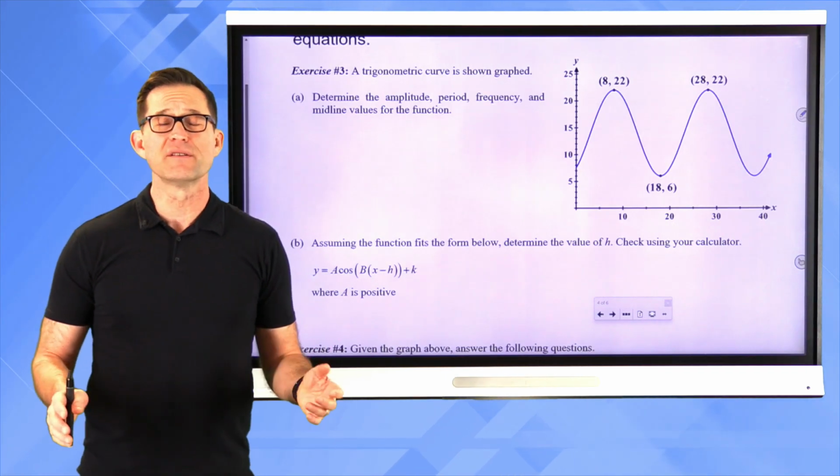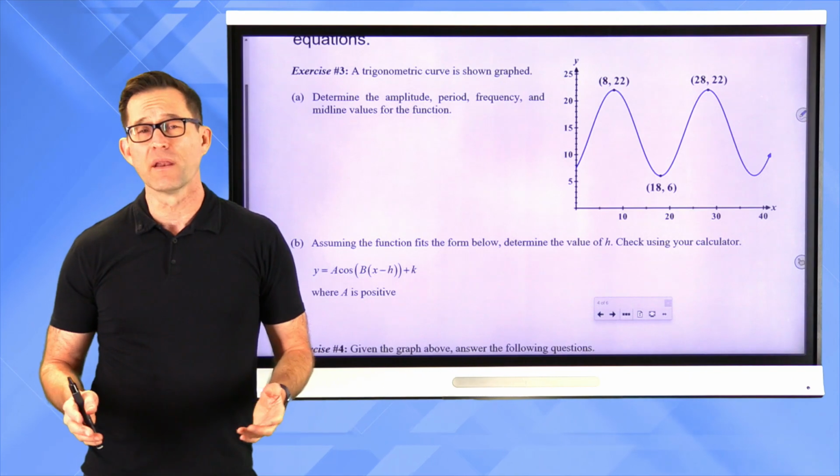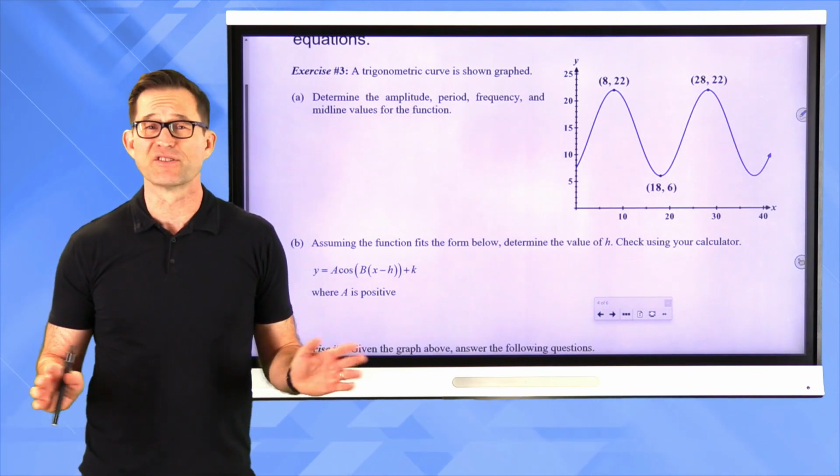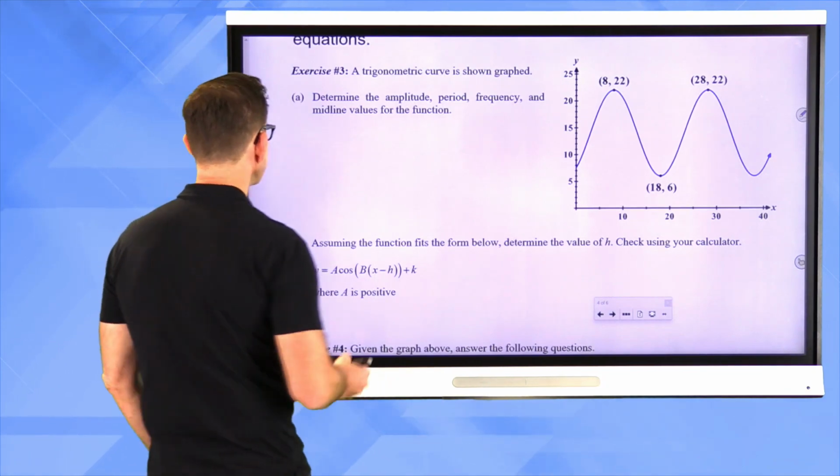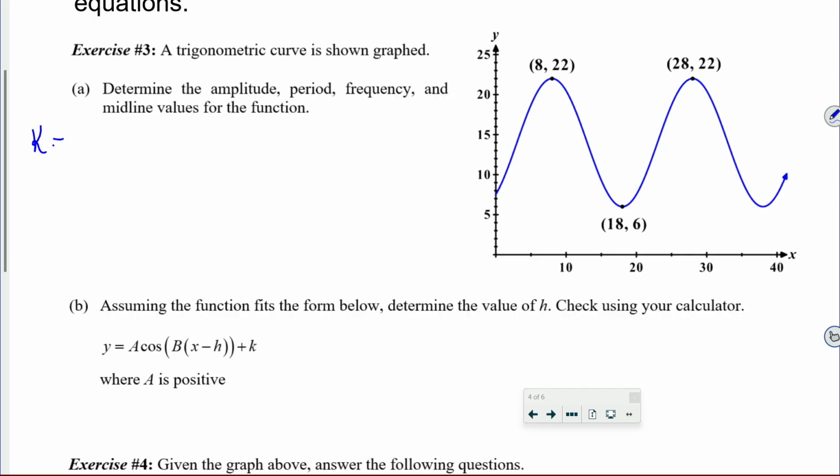All right, so it's always a debate for me whether I want to start with the midline or the amplitude. I never start with the period and the frequency, but that's just me. I actually really like to start with the midline, the K value. I find it really kind of simple to basically take the minimum value, which is 6, and the maximum value, which is 22, and divide by 2. That's 28 divided by 2, and that gives me 14.